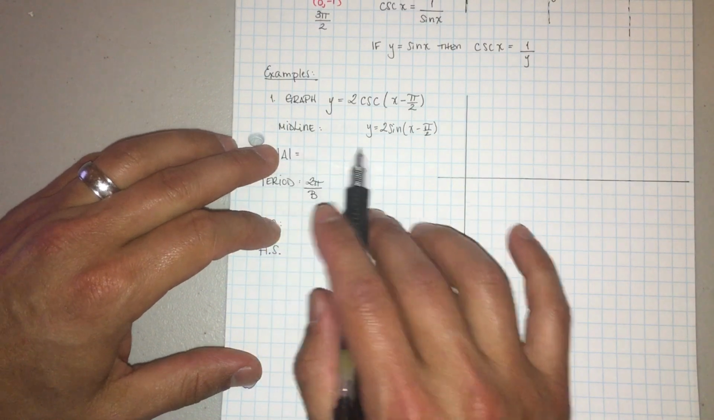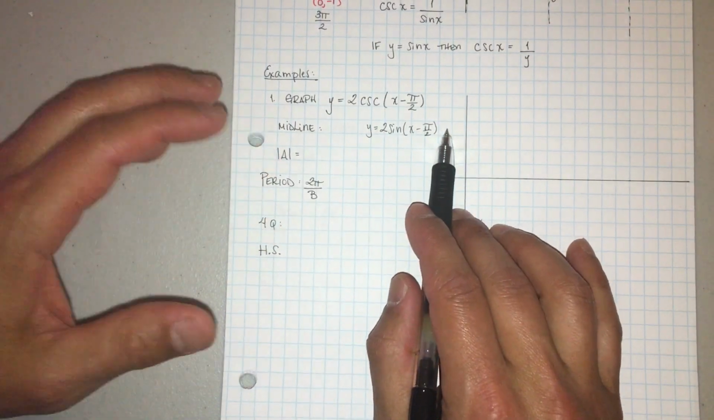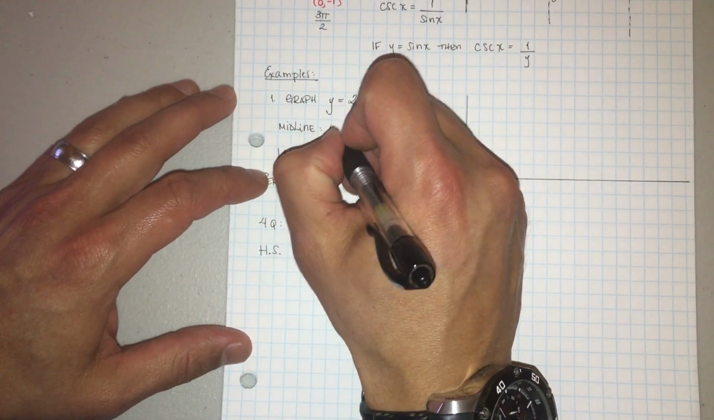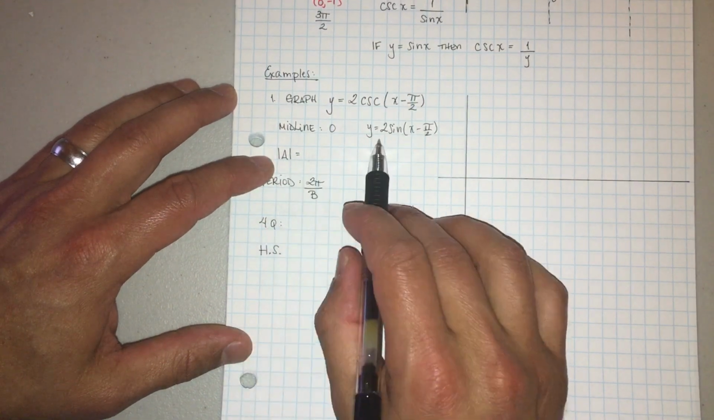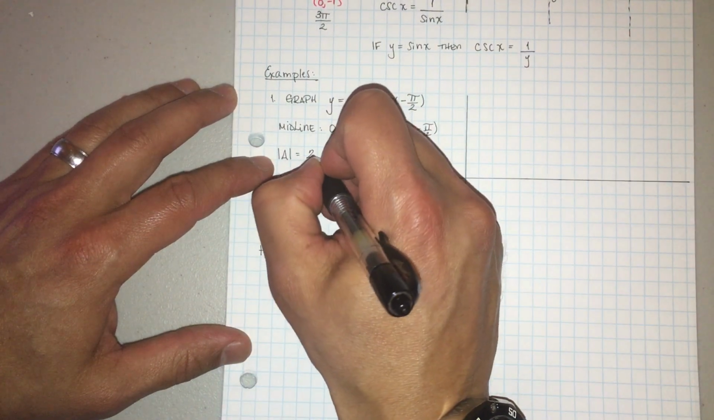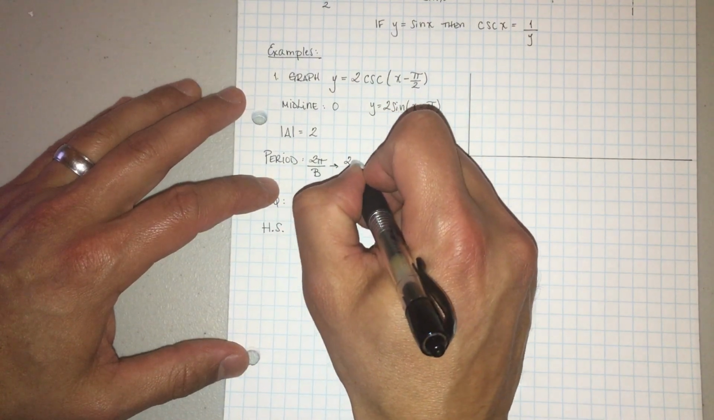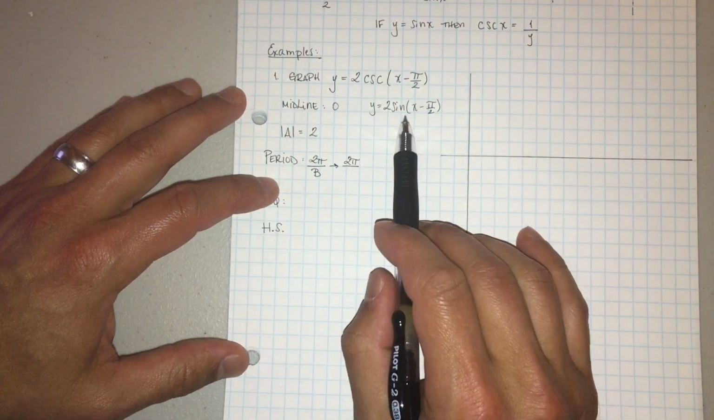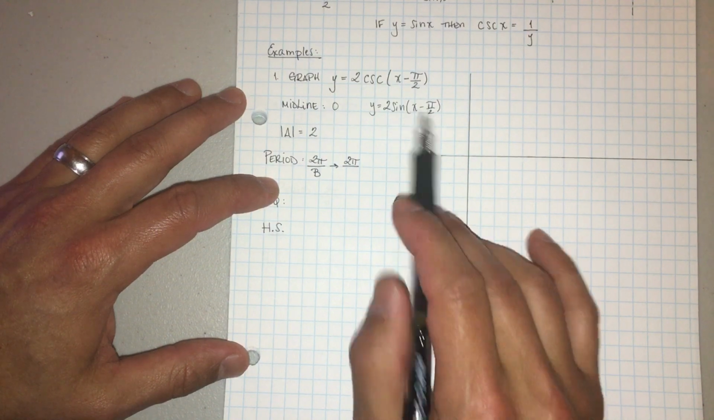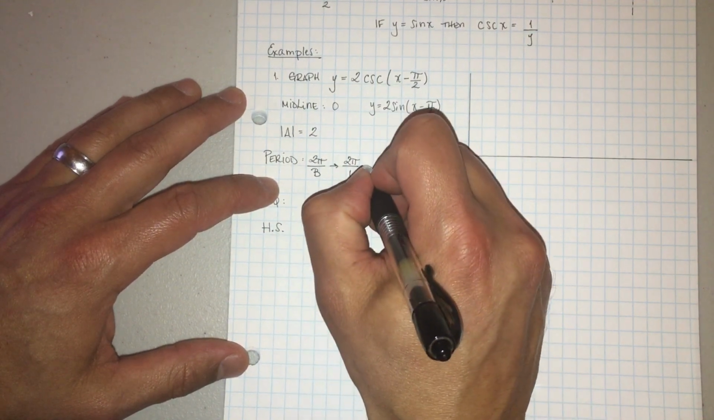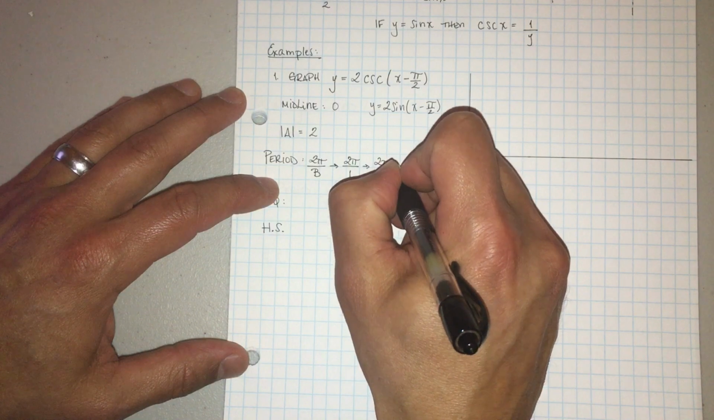What's my midline? The number that's out here, and there's nothing there. Great, the midline stays the same at 0. What's my amplitude? The number in the front, that's our 2. What's our period? Our period is 2 pi over that b value, whatever's in front of that x. What's in front of that x? Nothing, so that means it's going to be a 1, so the period is 2 pi.